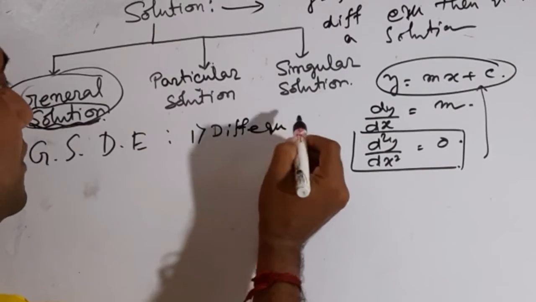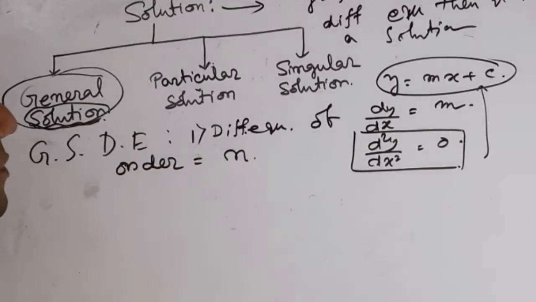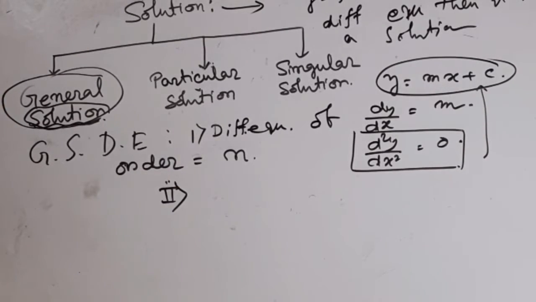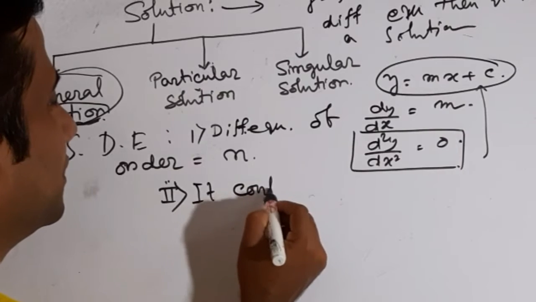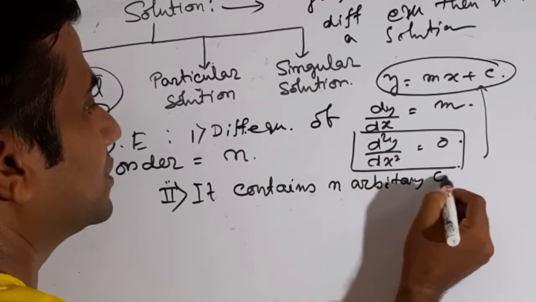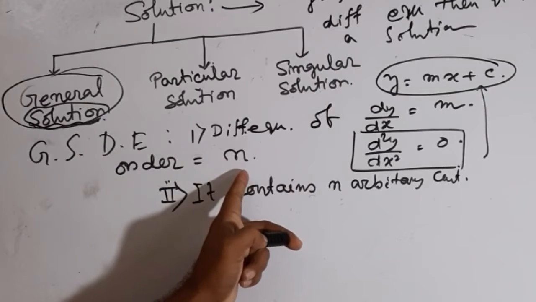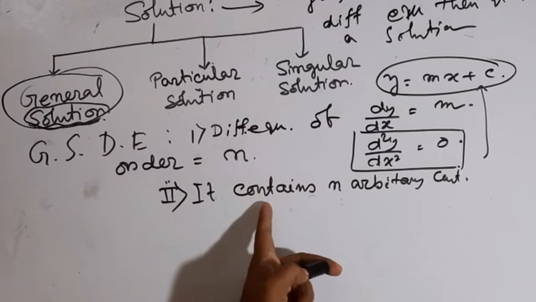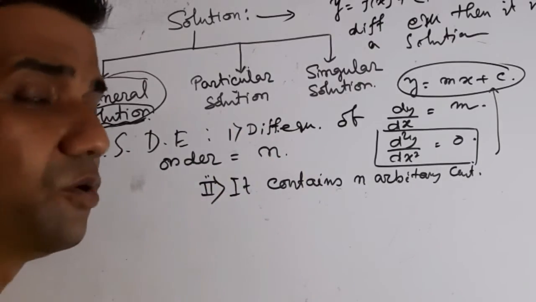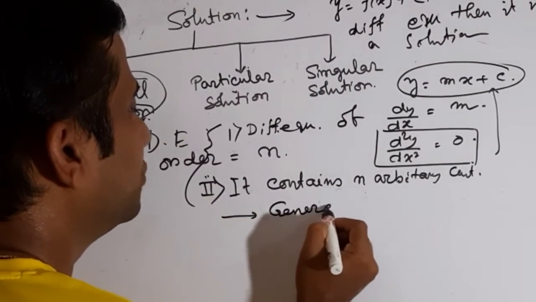For a general solution, the first point is a differential equation of order n. The second point is that it contains n arbitrary constants. That means if a differential equation is of order n, then the solution must contain n arbitrary constants. If these two conditions hold, then we say that this is a general solution.